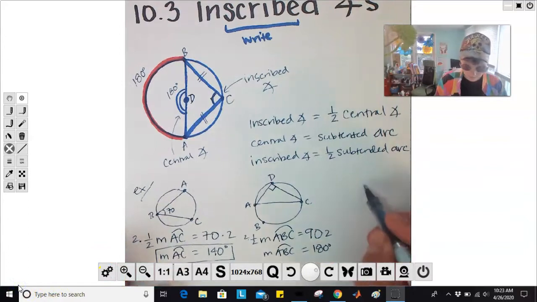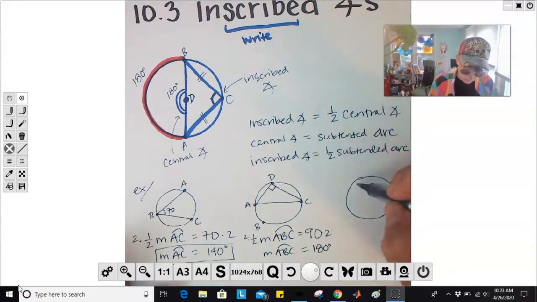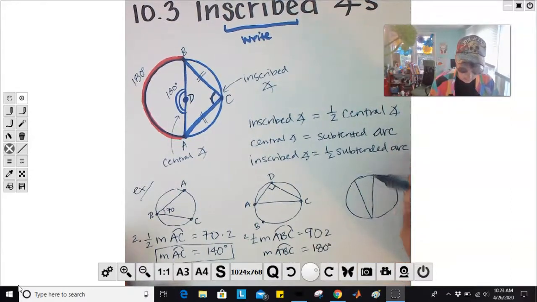Another circle here. Let's go the other way around. This time I'll give you the subtended arc. It's going to be 48 degrees.